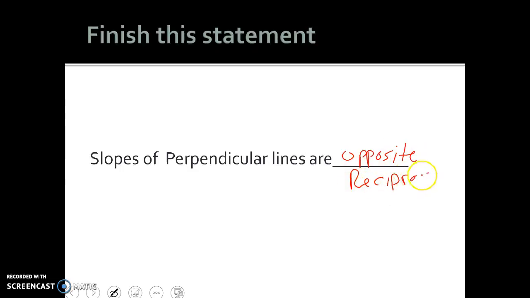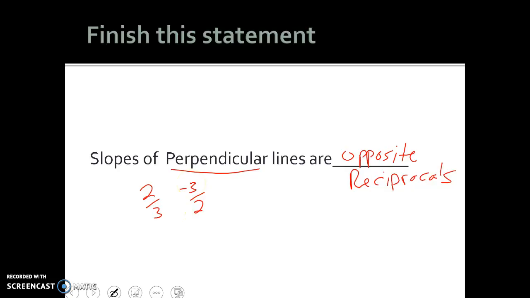That means that they're flipped and they're the opposite sign. So, for example, if we have one line that has a slope of 2/3, a line that is perpendicular to that one would have a slope of -3/2. We just flip it and we make it opposite.